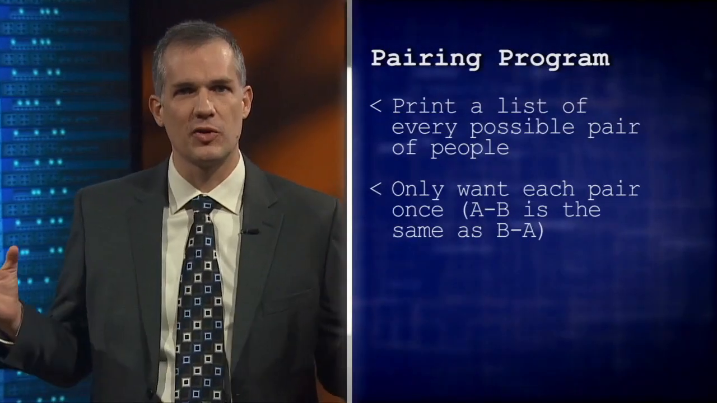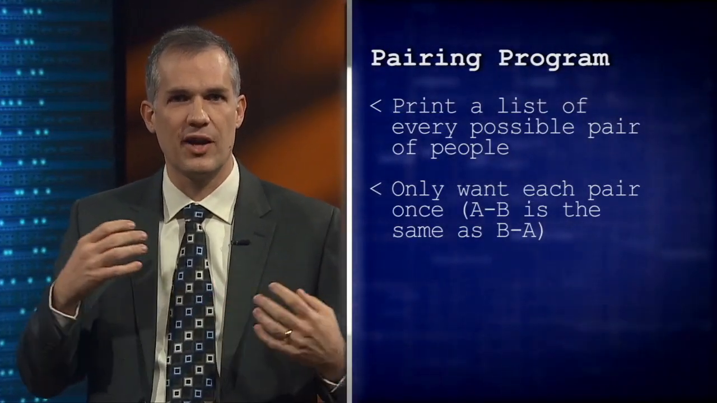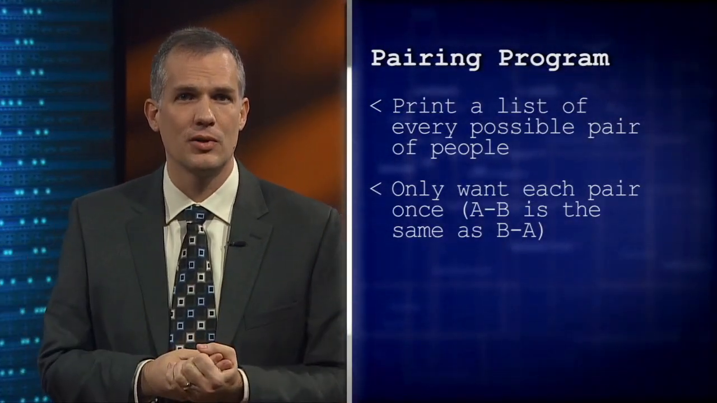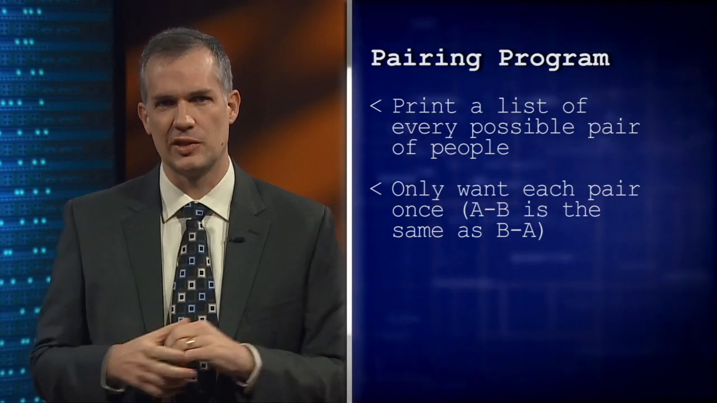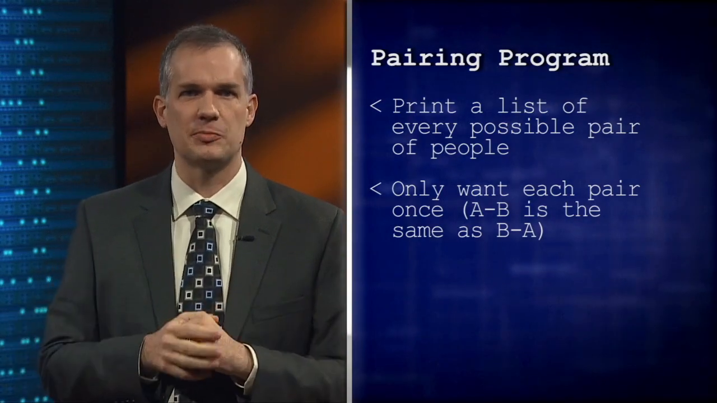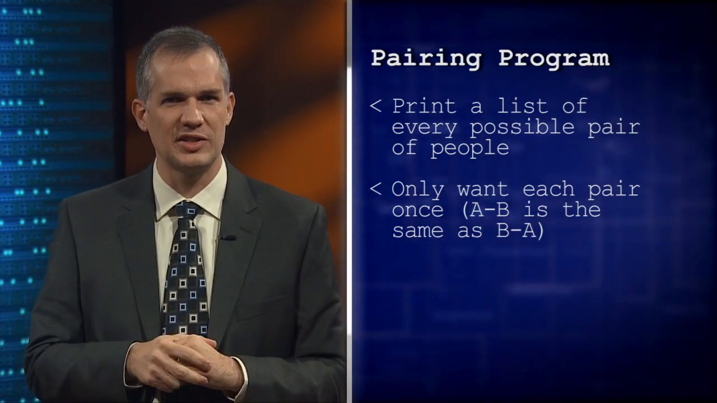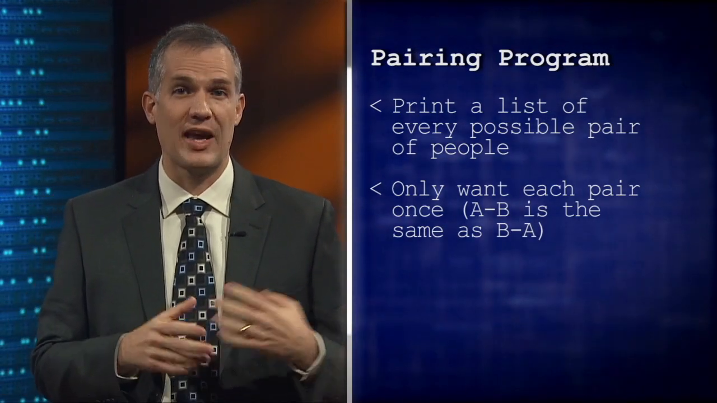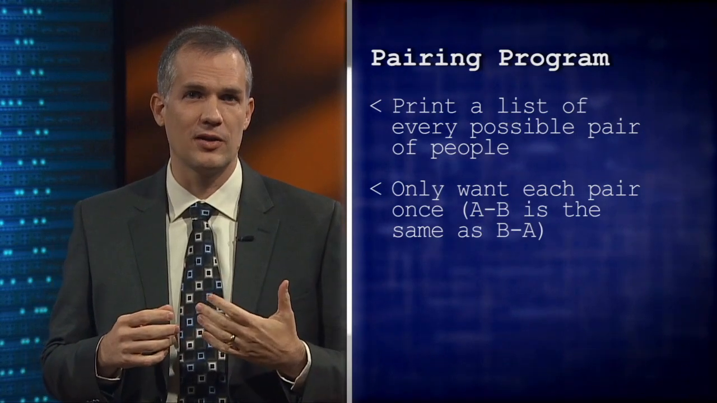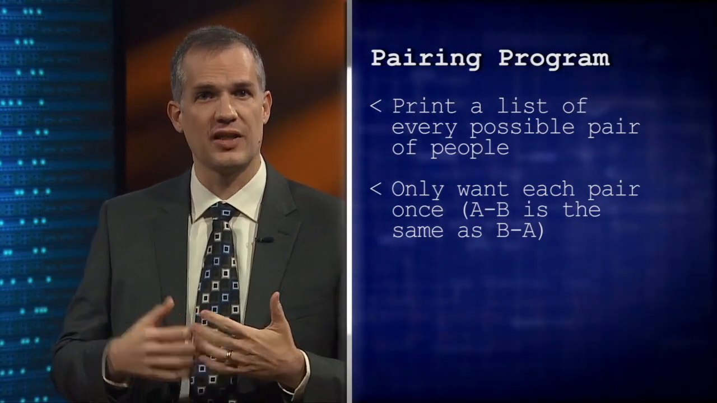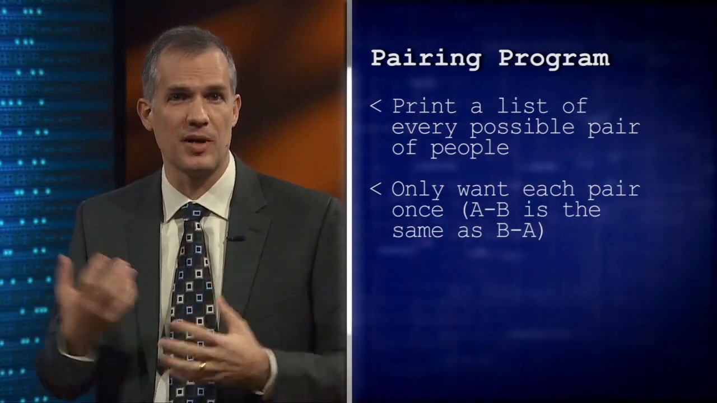Let's look at one more example. Imagine that you have a number of people and you want to print out a list of every possible pair of people. You only want each pair once though, so pair AB is the same as BA. Do you see why this is a good problem for nested loops? You have an outer loop for the A member of each pair, and then a second inner loop to get the remaining members available for the B member of each pair.